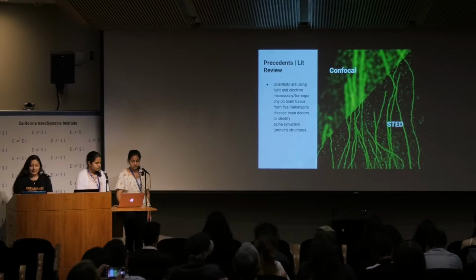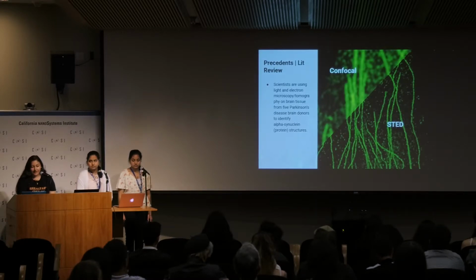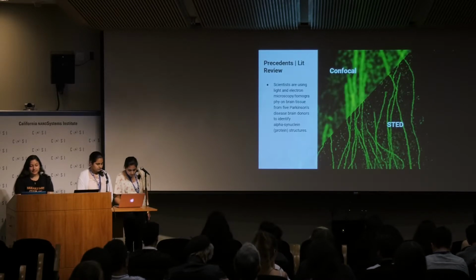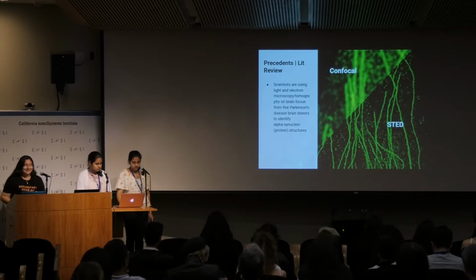According to scientist Sarah S. and her team at the University of Basel in Switzerland, they're using light and electron microscopy on the brain tissue from 5 Parkinson's disease brain donors to identify the alpha-synuclein protein structures. Also, scientists are able to use STED microscopes to confirm that the Lewy bodies consist of crowded structures and dysmorphic structures. This technique also allowed scientists to discover a protein-lipid compartmentalization.